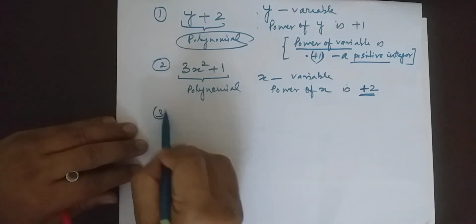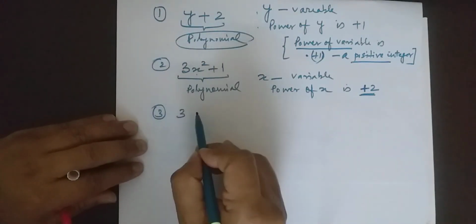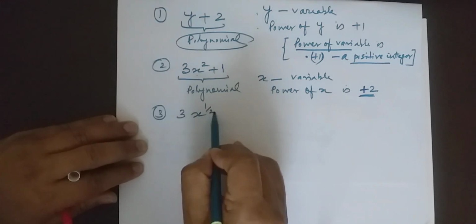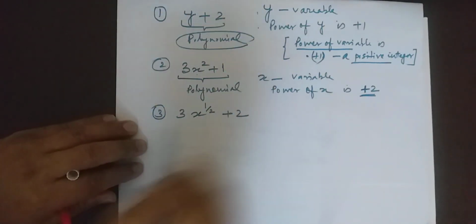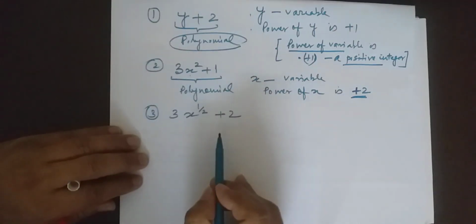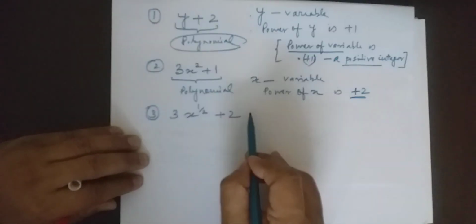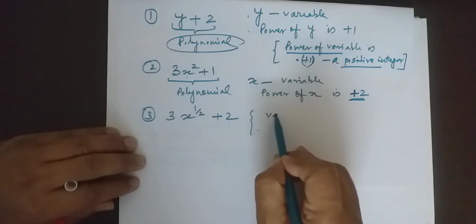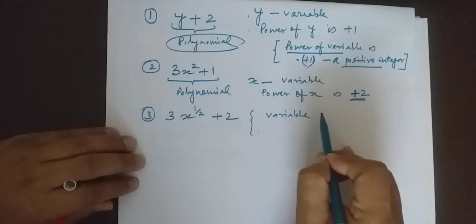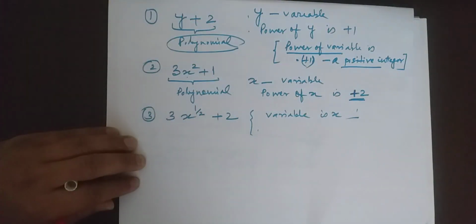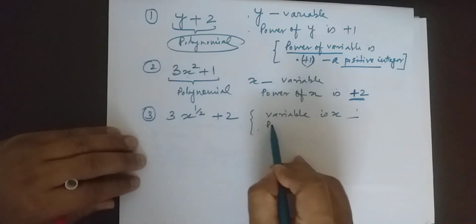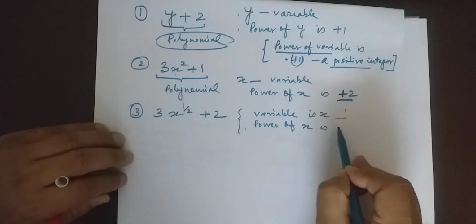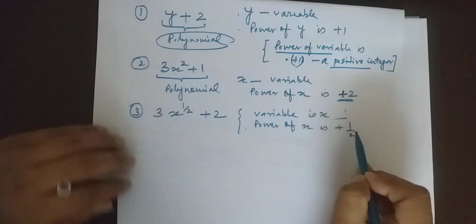Let us make it slightly complicated. x raised to power 1/2 plus 2. Now what is the variable here? Any idea? Right, the variable is x here, and what is the power of x? Power of variable x is plus 1/2.